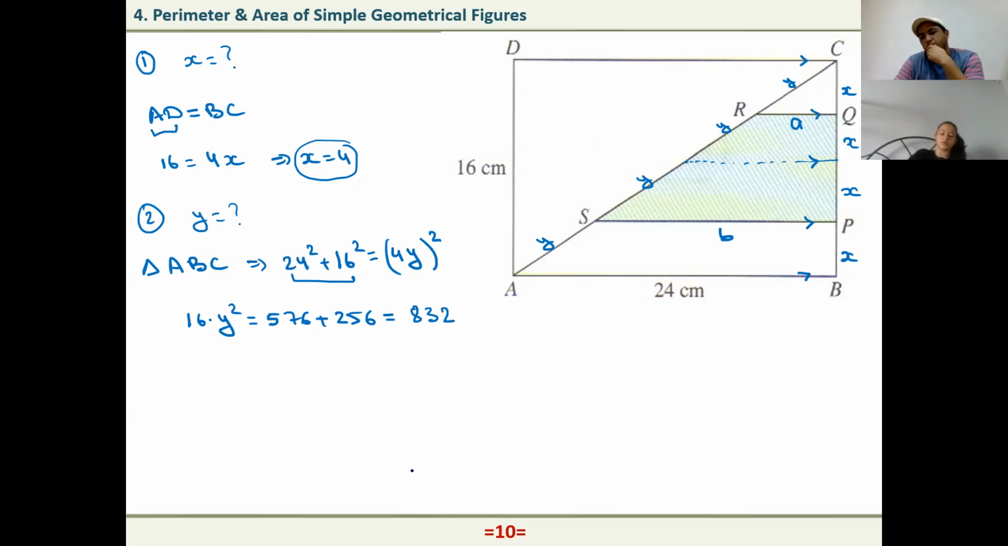800... Okay, got it. So now from here, we need to find y squared. Shahina, so y squared equals 832 over 16. So if you divide this by 16, that's equal to 52. So now Shahina, tell me, what is y?